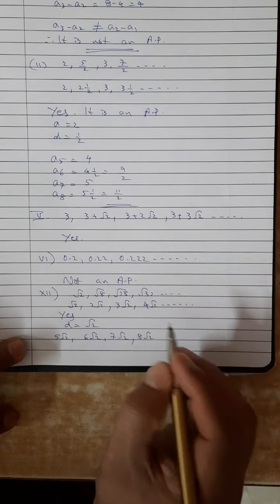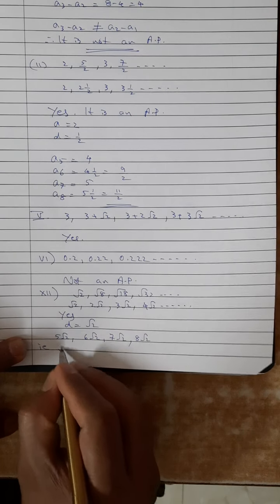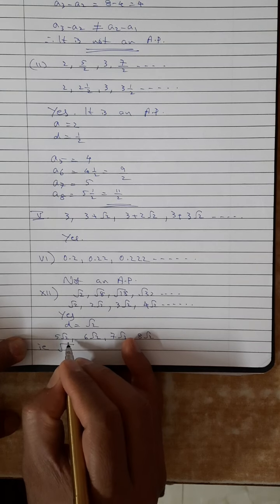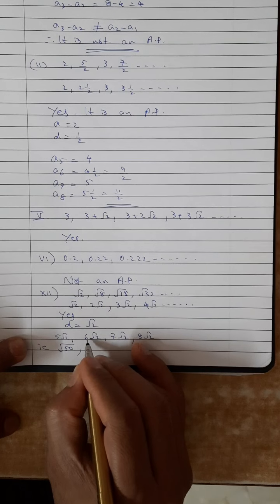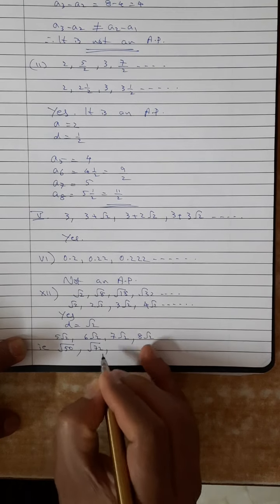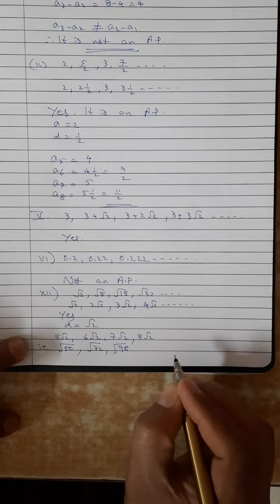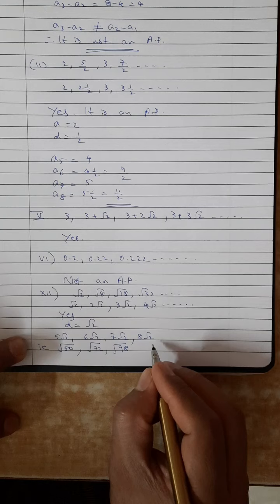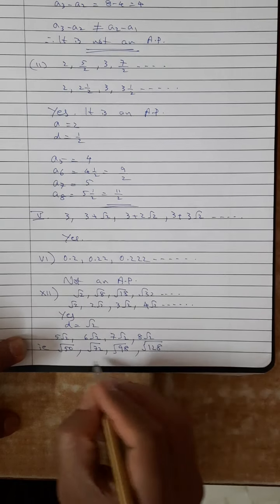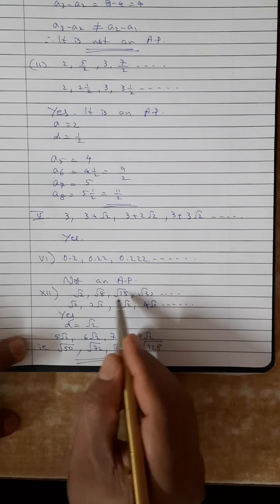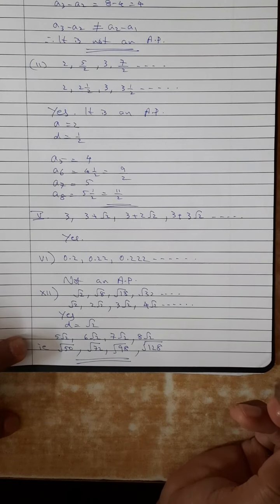Suppose I need it in this style. This is 5 root 2; 5 can be taken inside. If 5 is going inside, what will come? 5 fives are 25 into 2, 50. 6 sixes are 36 into 2, 72. 7 sevens, 49 into 2, 98. 8 eights are 64, 64 into 2, 128, etc. These are the 5th term, 6th term, 7th term, 8th term.